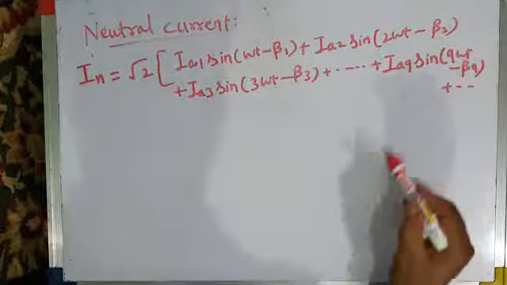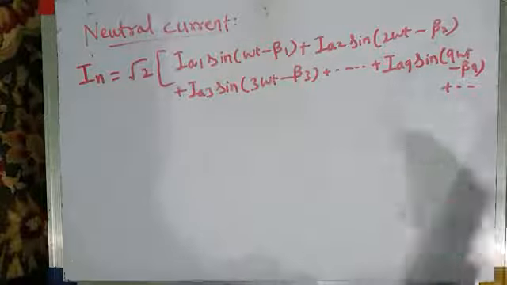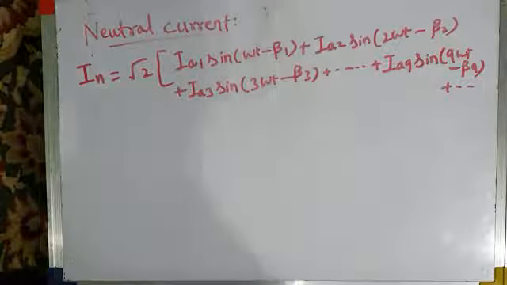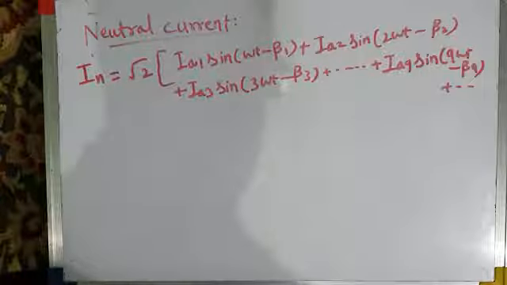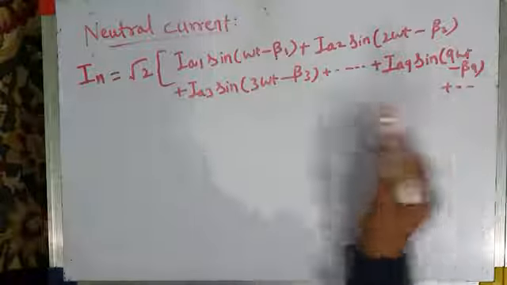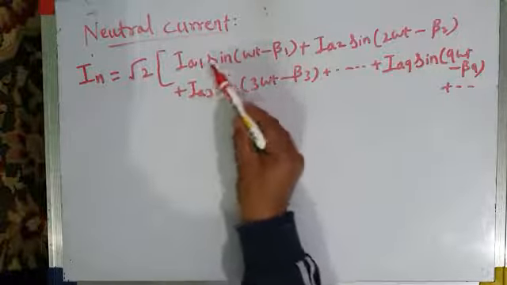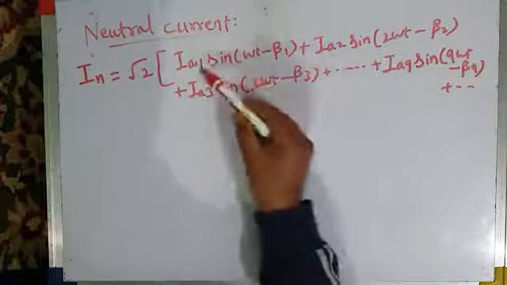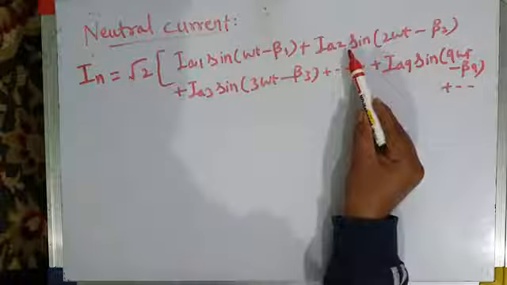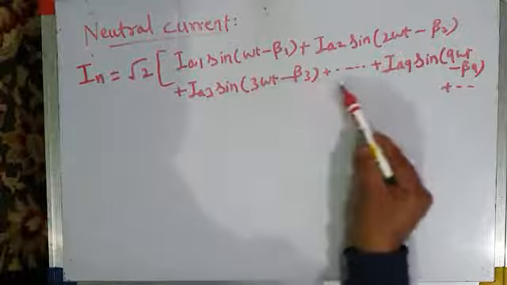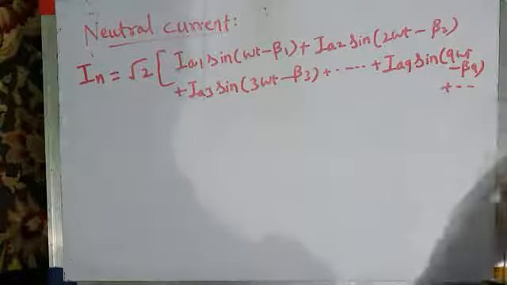We cannot stop here. There are not only 9 components. It may have higher order harmonic components also. So we can stop here. So this is about the fundamental component of line current, phase A current, plus second harmonic component, plus third harmonic component, and so on up to ninth harmonic component, plus so on.